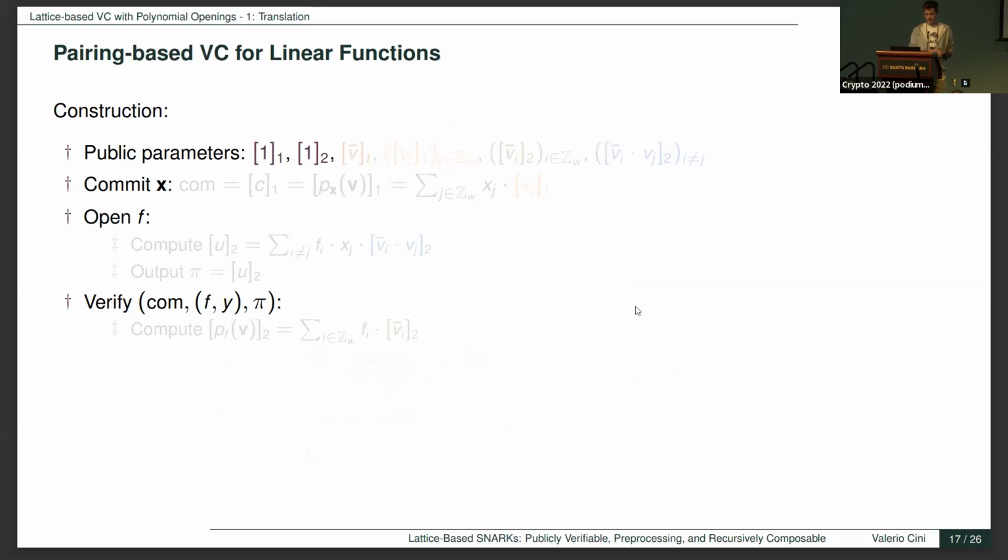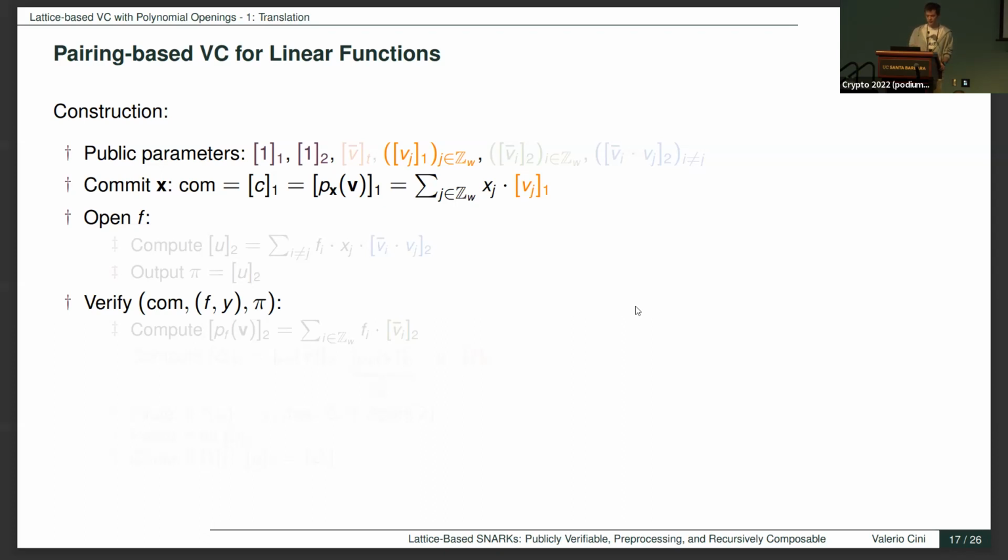Okay, so now let's instantiate this blueprint in the pairing world. We will proceed step by step, checking what we need in each step of the vector commitment and add the corresponding elements to the public parameters of the scheme. So in the commitment phase, the prover is going to commit to the vector X using the encoding given by the polynomial P of X.